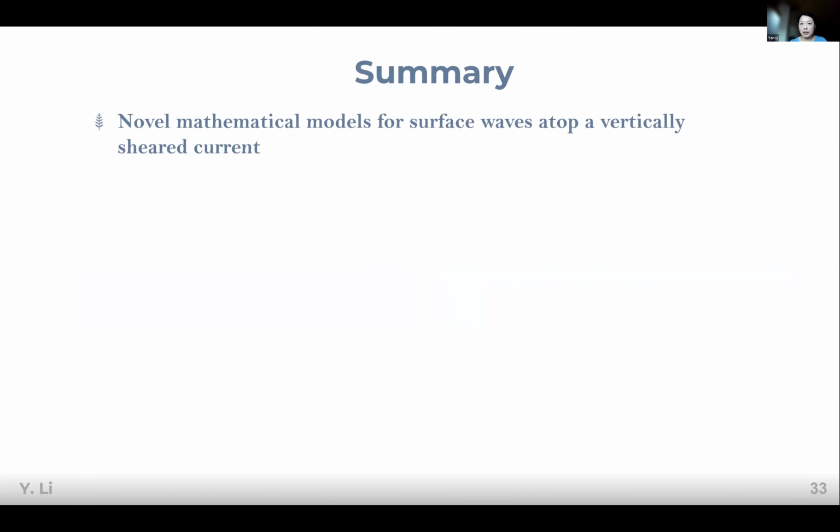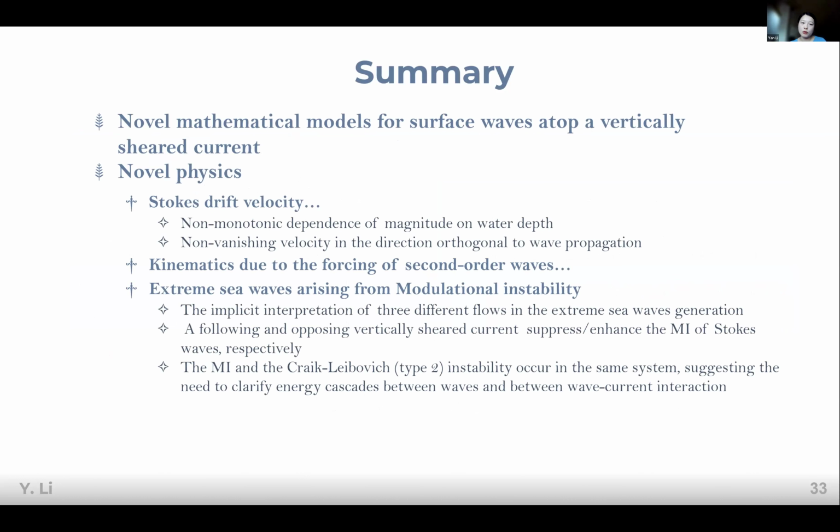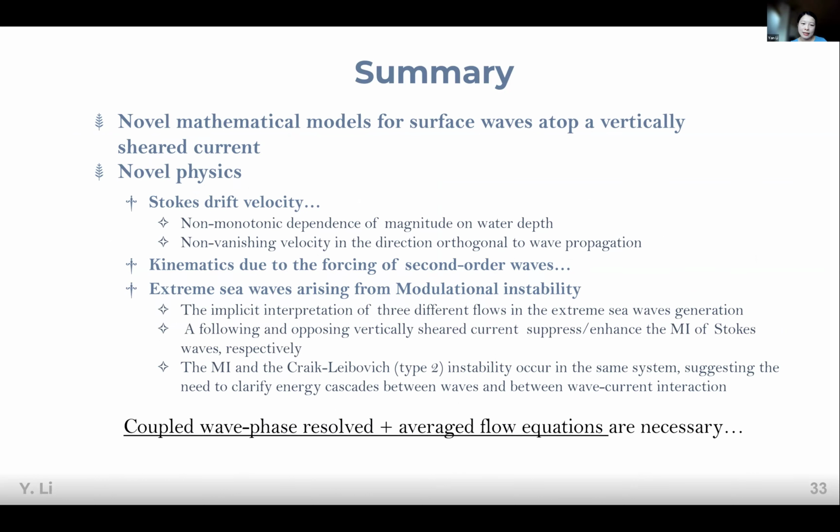So now I end my talk with a brief summary. A few mathematical models were developed for understanding how surface waves and water shear current interact with each other. And a few novel physics were reported because of the effect of water shear current on nonlinear waves. And at the end, I would like to highlight the need to couple phase-resolved and averaged flow equations. That's all for today.